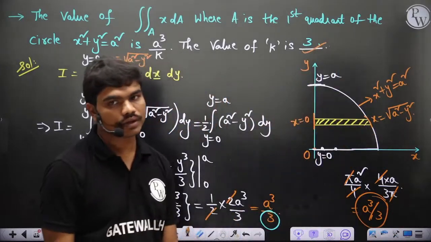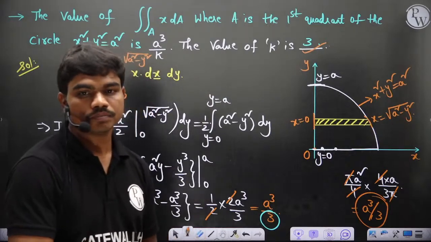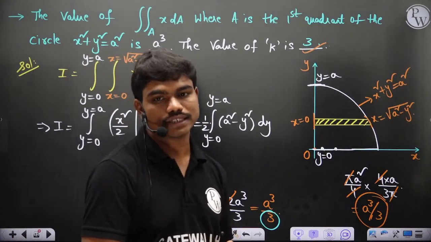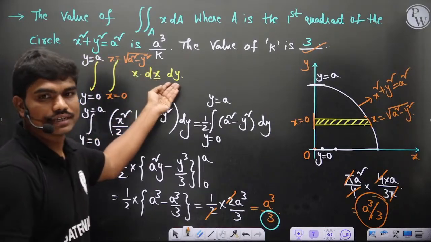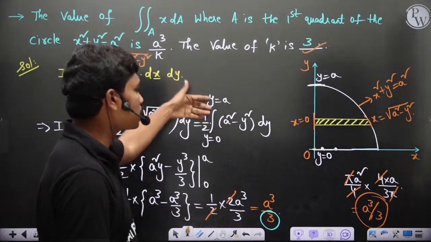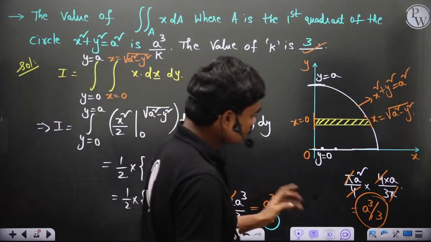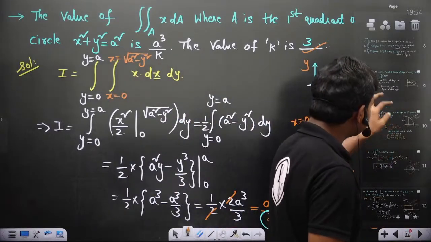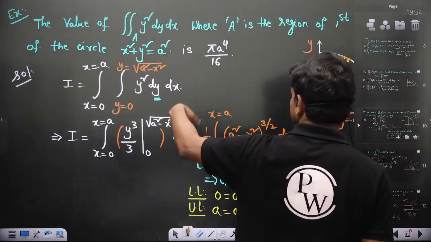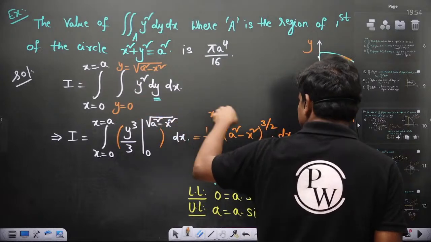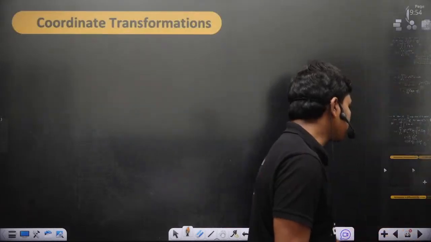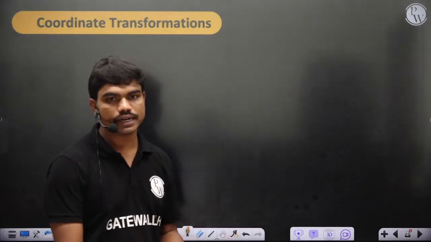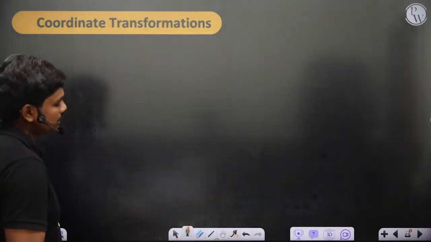Okay, now let's see how to solve these integrals. Of course this is slightly easy. If you had started working with y, it would have been slightly more calculative. In general, this integral whatever we solved just one question before, pi a power 4 by 16, is a lengthy calculation. So let's observe something called the coordinate transformations. Let's see how we do this coordinate transformation.